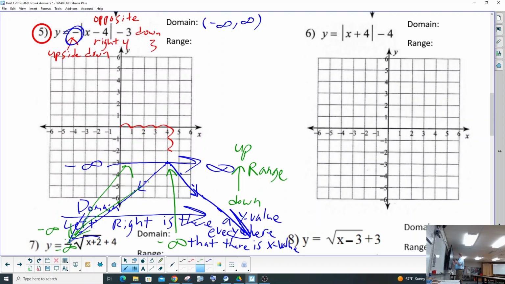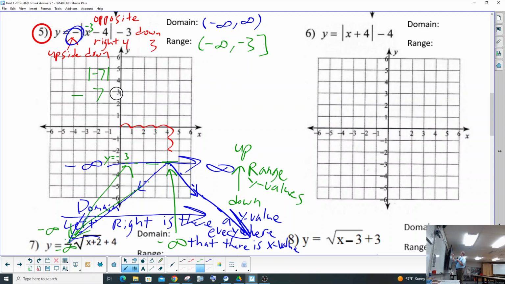Well, remember, range is y values. And so that point right there is actually over here at y equals -3, because it doesn't go higher than that. So the range is going to start down below at negative infinity until we get to -3. And it will include the -3 because with absolute value, when you plug it in, you can have a -3 in there. -3 minus 4 is -7, and then the absolute value of -7 is +7. Don't forget the negative on the outside, -3.